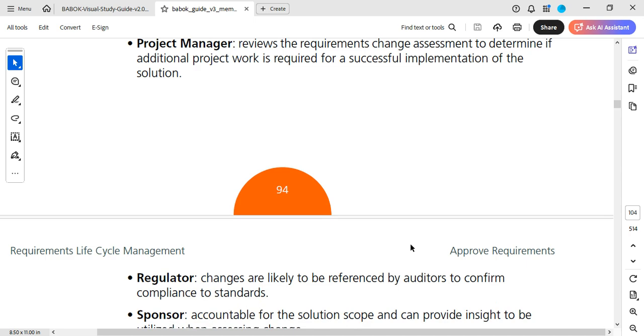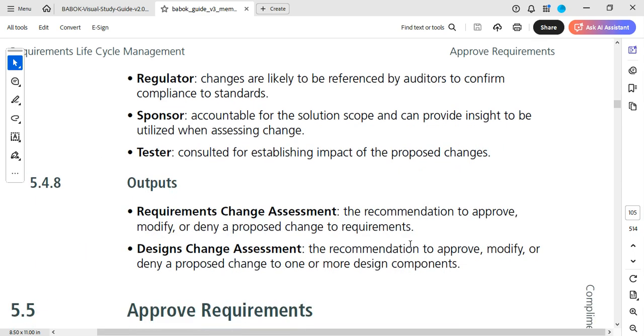Project manager reviews the requirement change assessment to identify if additional project work is required for a successful implementation of the solution. Regulator, changes are likely to be referenced by auditors to confirm compliance to standards. Sponsor, accountable for the solution scope and can provide insight to be utilized when assessing change. Tester, consulted for establishing impact of the proposed changes.